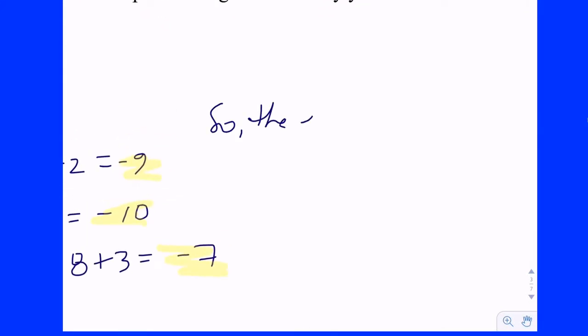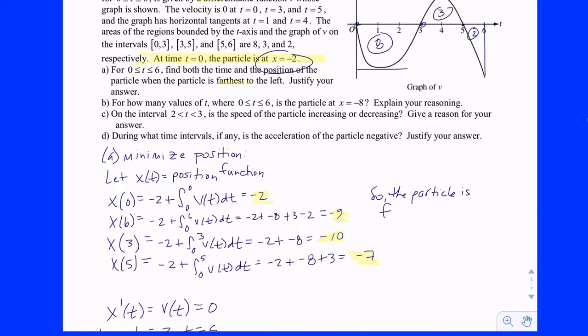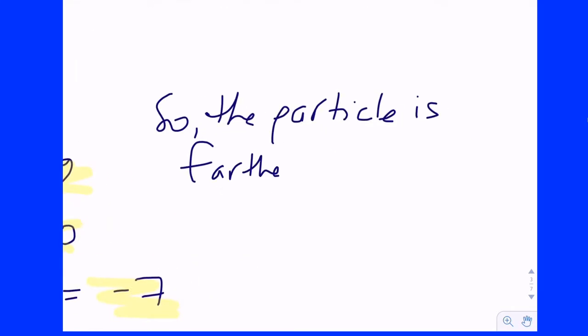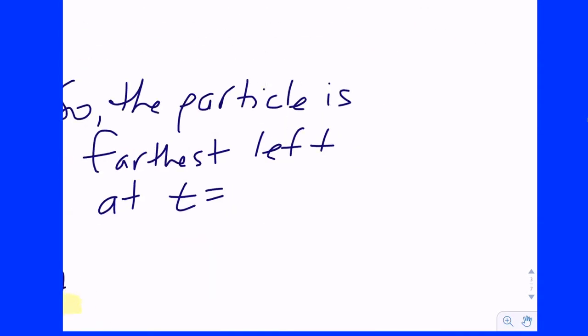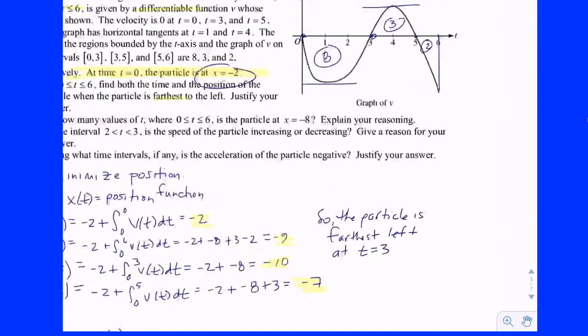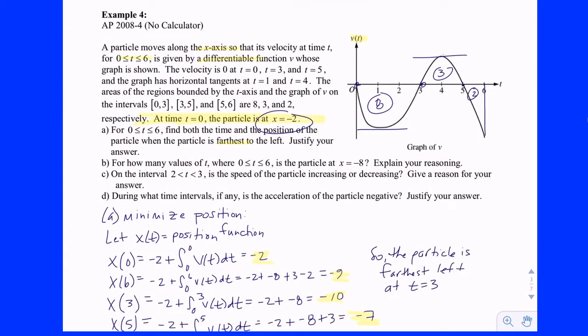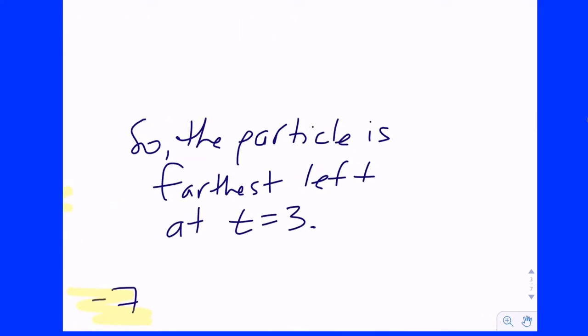So the particle is farthest left at t equals, let's see, 3. Are there any units? Seconds, hours, years? Doesn't say, so you don't have to put units. Period. At this time?